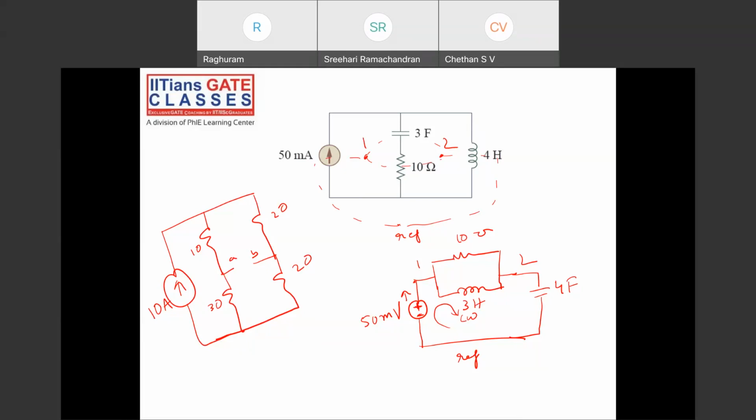First of all, how do you find the Norton's equivalent current? Short circuit the AB terminals. Okay, this is IN, right? So now tell me what is IN? How to find IN at least? Both are parallel resistances. Calculate it and tell me.